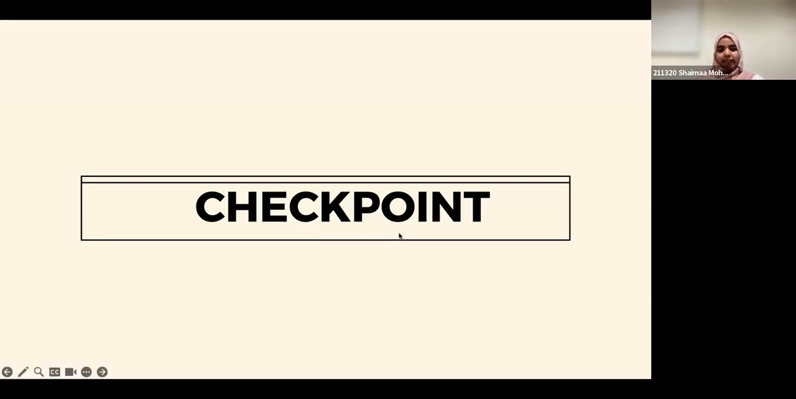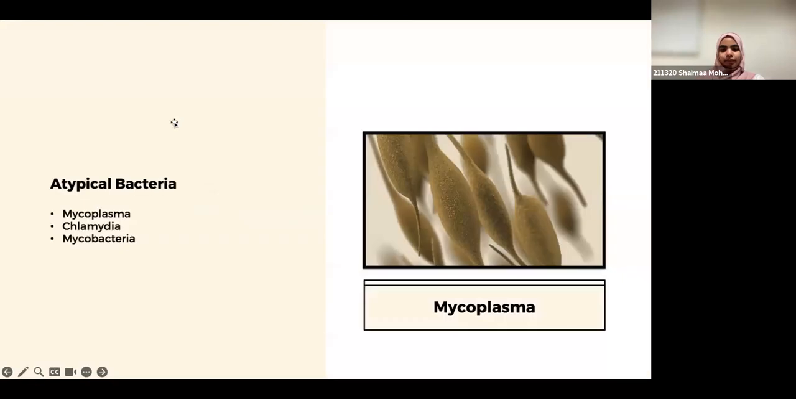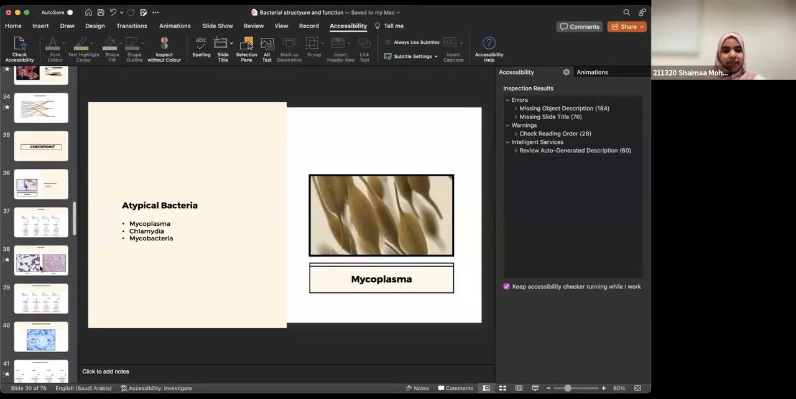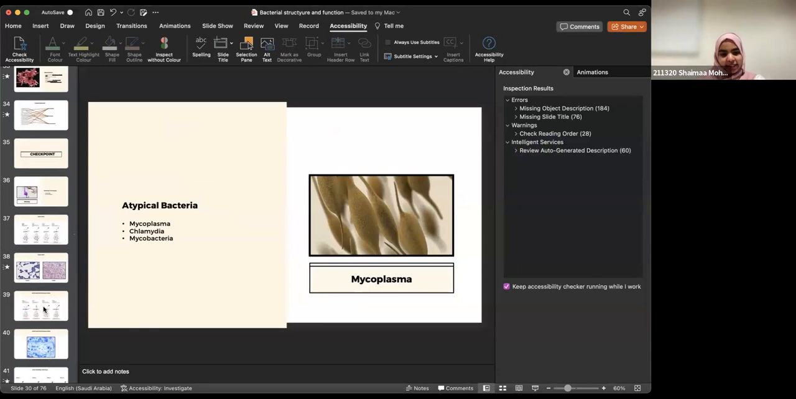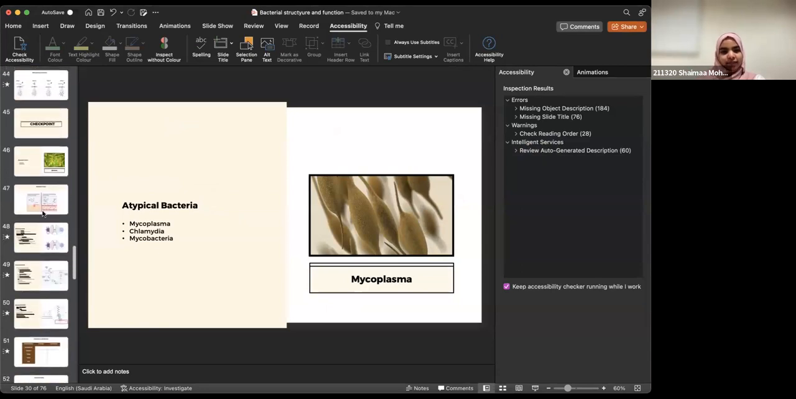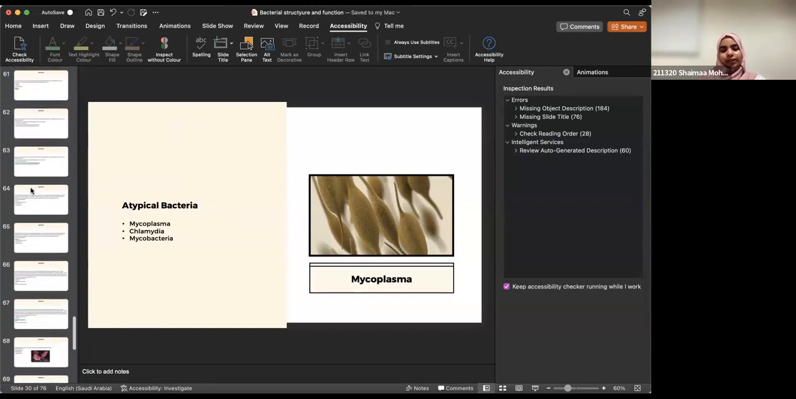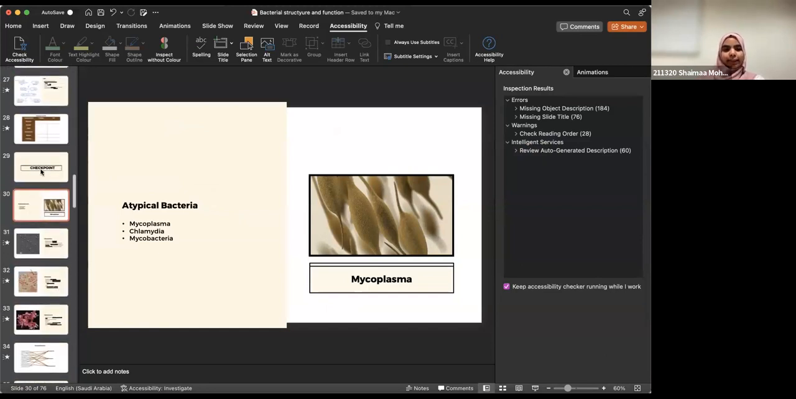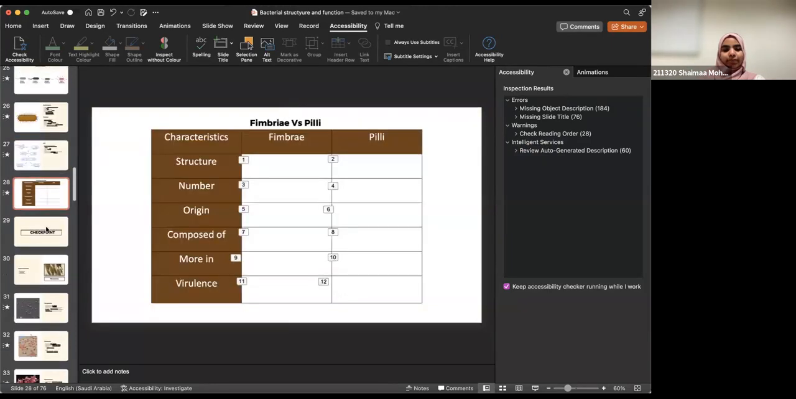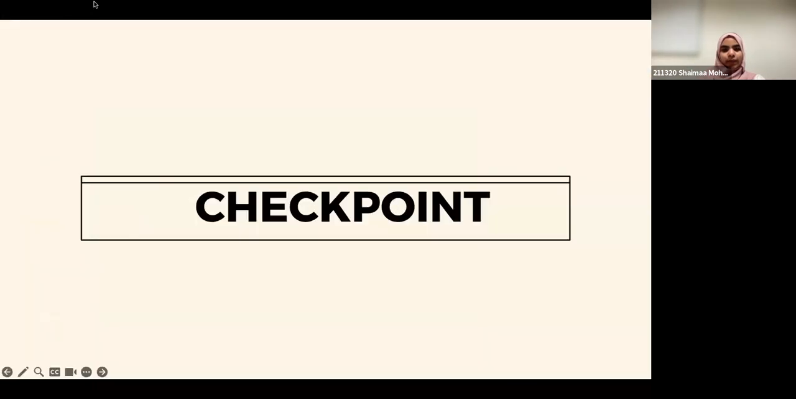What's remaining? So we have atypical bacteria, and then staining techniques, and then we have endotoxins, exotoxins, and then endospore formations, and then some questions. Four things. Yes. Okay. So do you guys want to take a break and then continue? Or do you want to finish in one go?